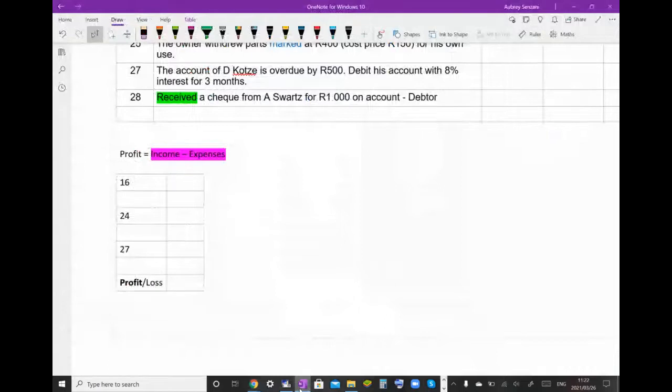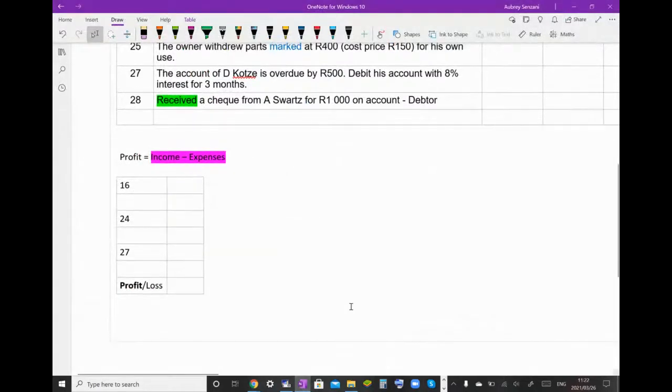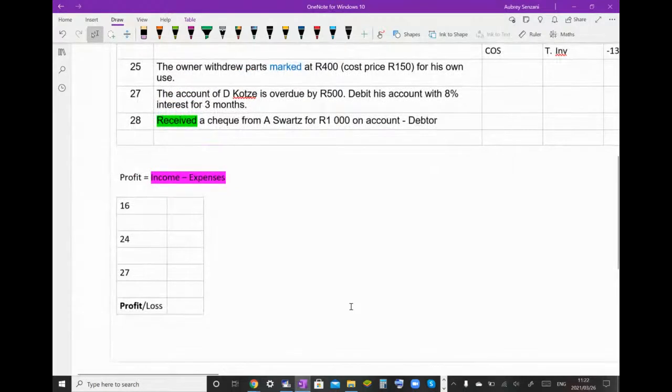All right, so where were we? We were on the 25th. And on the 25th, it says the owner withdrew parts marked 400 Rand, cost price 150, for his own use. Which accounts are affected here?